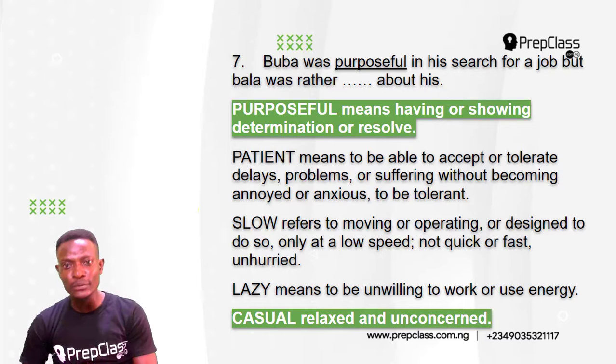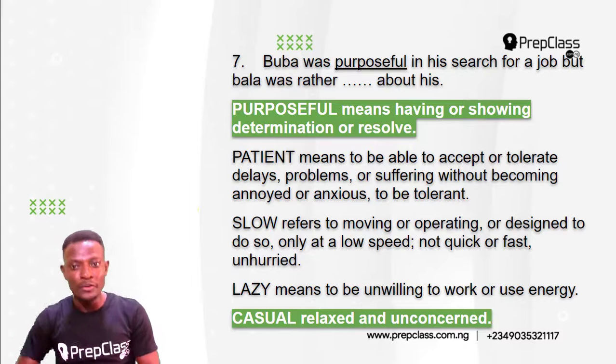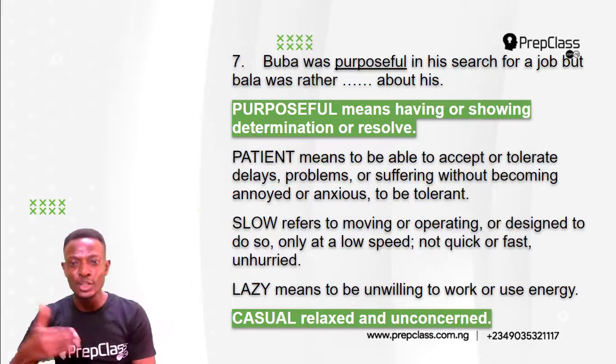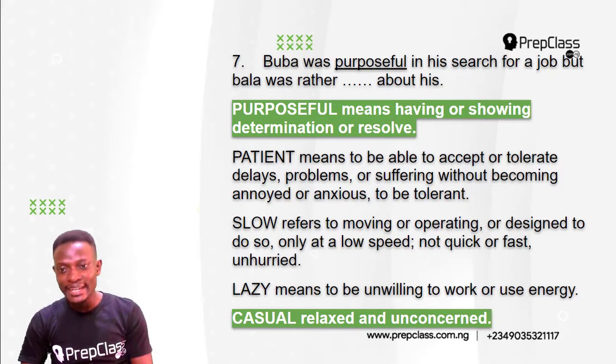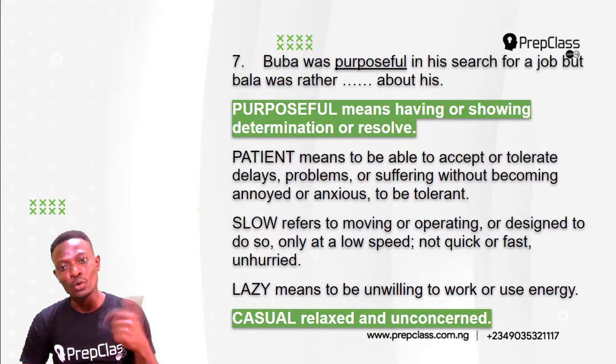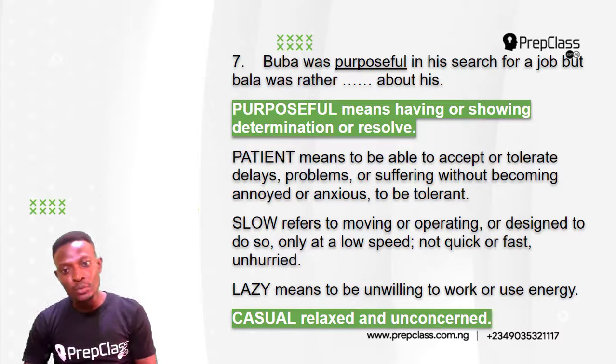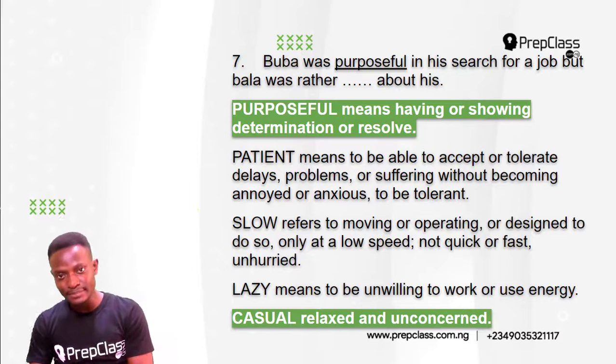Option B, slow. Slow refers to moving or operating or designed to do so only at a slow speed. Doing something slowly, at a slow speed, not quick, not fast, or not hurried. Unhurried. Option C, lazy. Lazy means to be unwilling to work or use energy. Now, casual means being relaxed and unconcerned.